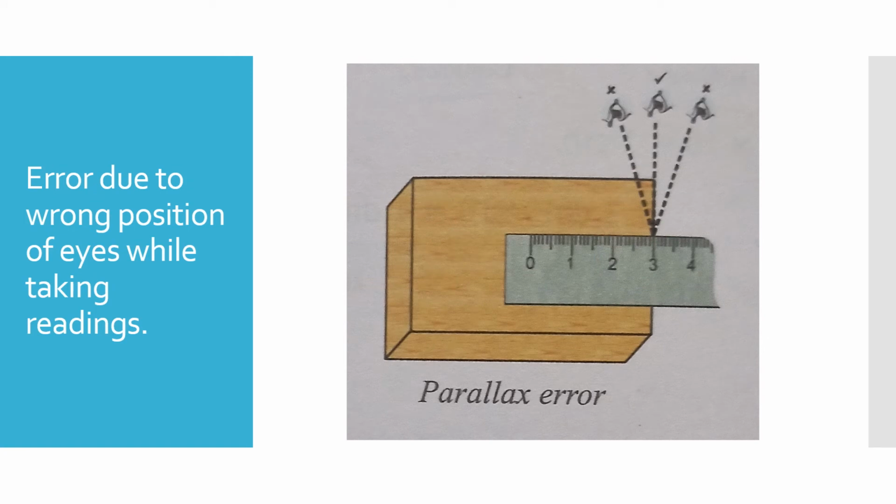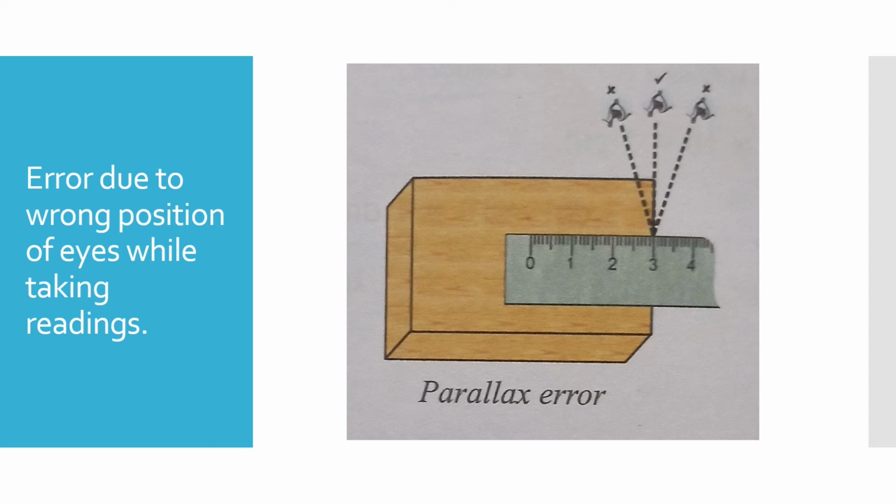Then there arises a parallax error. Now, what is a parallax error? An error which occurs due to the wrong position of the eye while taking readings. If we are taking readings and we are not looking from the exact position, but from slightly right or slightly left, then there might be a chance that our readings go wrong. That kind of error is known as parallax error.